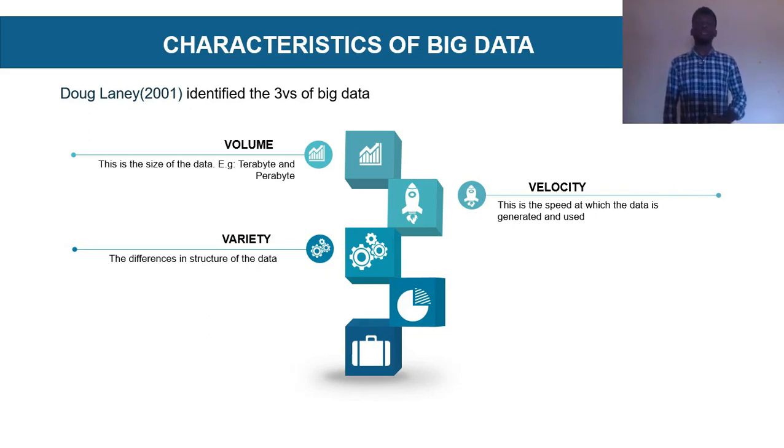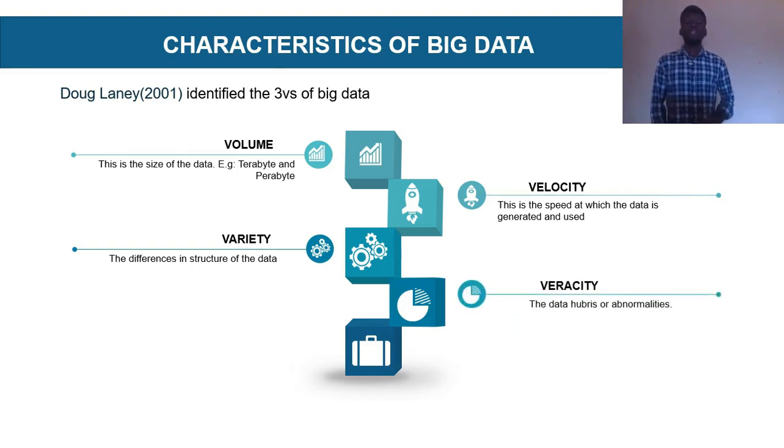Usually they don't come in a single form. All right, so other V's were introduced. These were the 3 V's that were introduced by Doug Laney, and then other data scientists added some other V's, like veracity. Veracity talks about the abnormalities or big data hubris. These are some of the abnormalities that blur the truths that can be extrapolated from big data. Usually we see some noise in big data that blurs the truth that we can get from the big data. So veracity is another characteristic of big data.